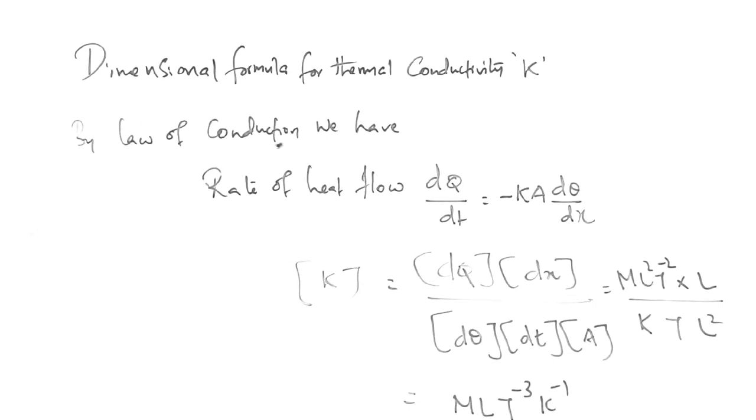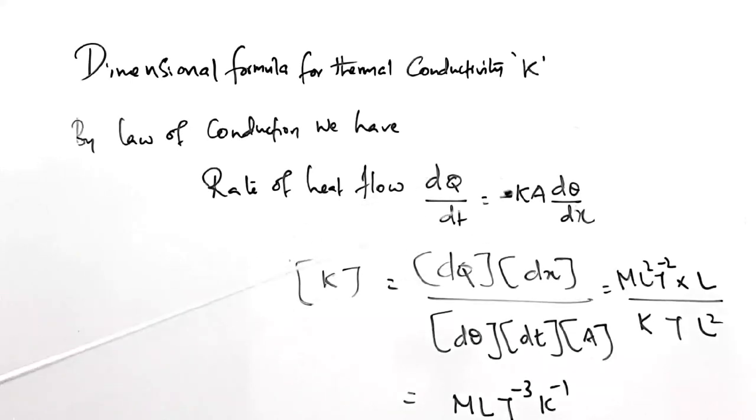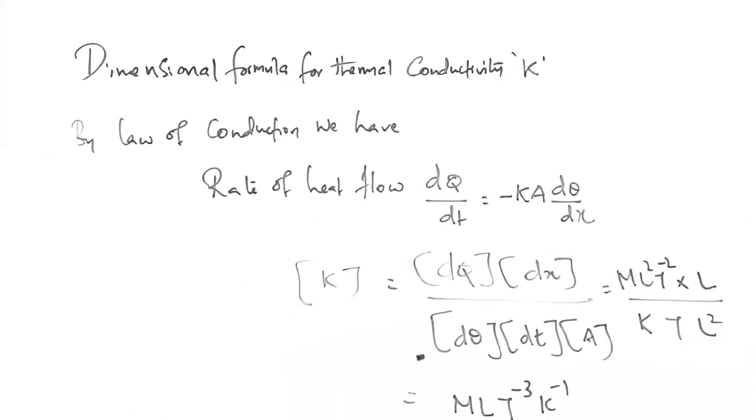Now by law of conduction we have a rate of heat flow dQ by dt equal to minus KA d theta by dx, where K is the thermal conductivity, A is the area, d theta is the temperature change, dx is the distance, dQ is change in heat energy, dt is time taken. Now from this equation we get dimensional formula for K equal to, taking all the terms to the left side, dimensional formula of dQ into dimensional formula of dx all divided by dimensional formula of d theta into dimensional formula of dt into dimensional formula of area.